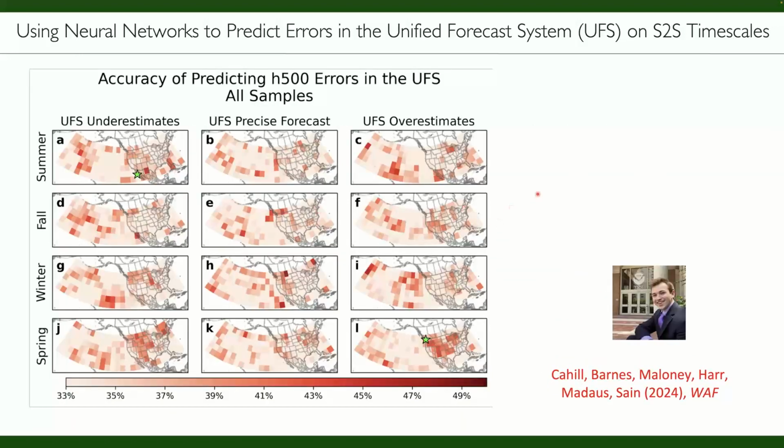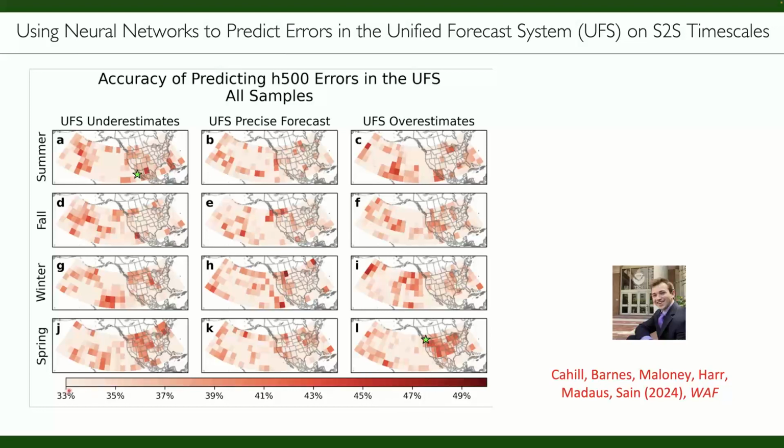Okay, so this is a first result of using our neural network. This shows the accuracy of the neural network in predicting H500 errors over North America. The top row here is summer, and then we go all the way down to spring. Then we have the three classes along here: UFS underestimates, UFS precise forecasts, and UFS overestimates. And the color bar shows the accuracy.